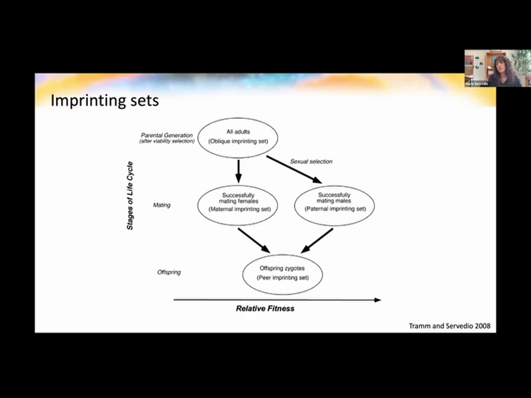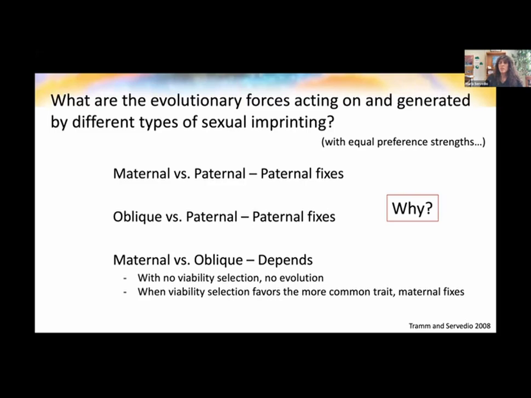So if you imprint on peers, for example, what I've drawn here is a peer imprinting set, you could predict that paternal imprinting should outcompete peer, but peer should outcompete maternal, and that's what we actually found when we tested it. So this property of imprinting sets was pretty interesting, and it explained why paternal imprinting fixed, but it didn't explain why, when you add viability selection in on the bottom, maternal should win over oblique, because they had the same imprinting sets. So this told us that something else also had to be going on.